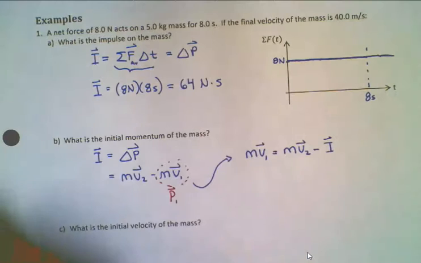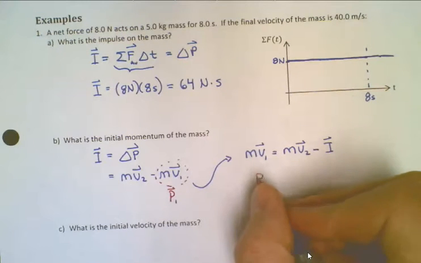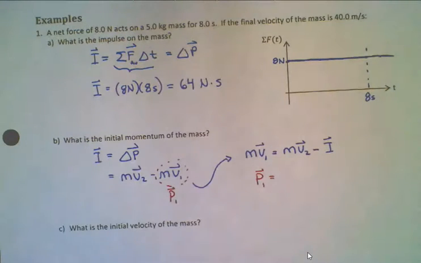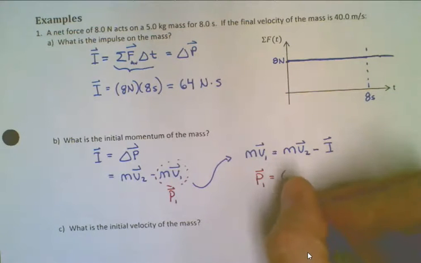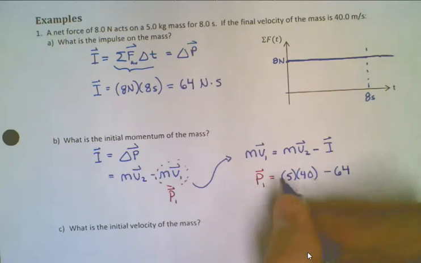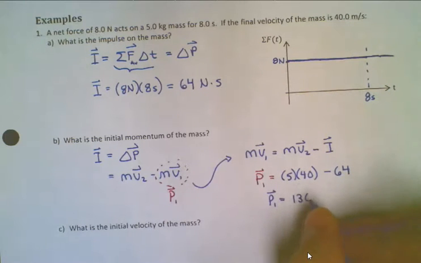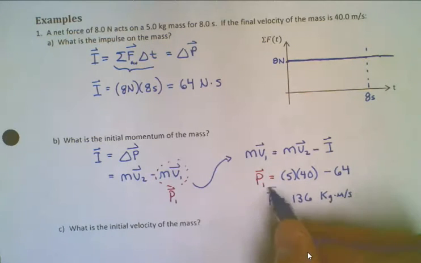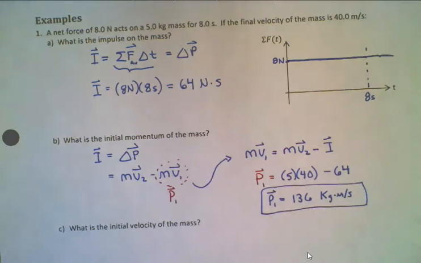This term here just represents the momentum. The mass was 5, v2 was 40, and the impulse, or the change in momentum, was 64. So the initial momentum is therefore 136 kilogram meters per second, or 136 newton seconds. But since we're talking about momentum in this case, we're going to call it kilogram meters per second, which is just a nicer way of talking about it.